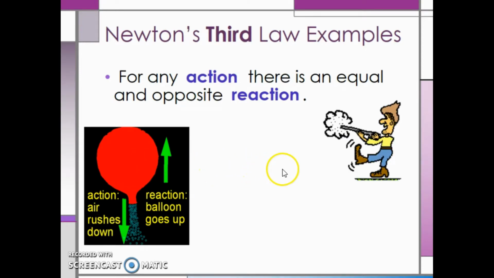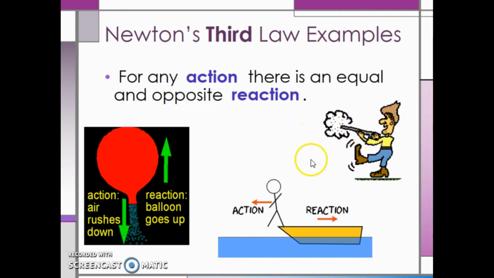Next, we have a man firing a gun. The action would be the explosion in the chamber and the bullet shooting out of the barrel. The reaction would be the recoil of the gun. Last, in a boat, the action is the person jumping out of the boat. The reaction would be the boat moving in the opposite direction.